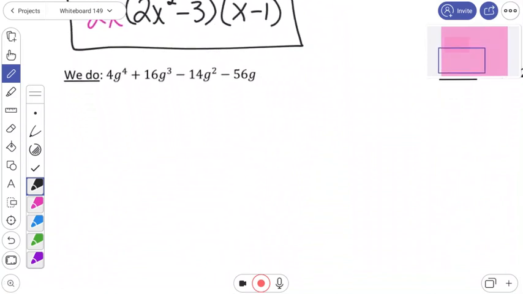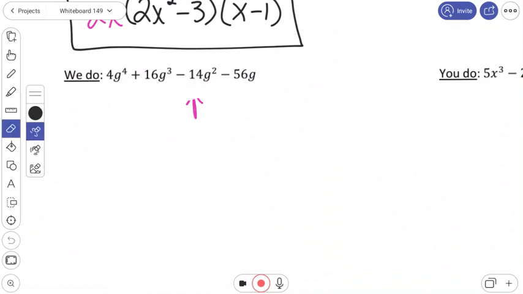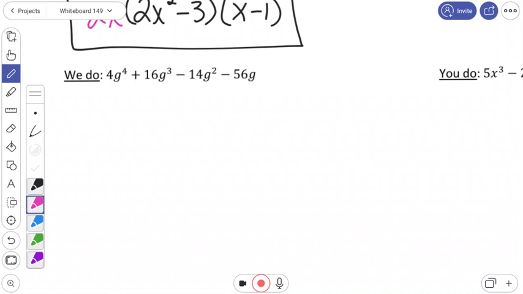4g to the fourth plus 16g cubed minus 14g squared minus 56g. Holy goodness. What are all of those values divisible by? Well, I look and I notice the 4 in the front. I'm going to look at all of my other coefficients, 4, 16, 14, and 56. Are they all divisible by 4? Well, I know 14 isn't, but I do know they're all even. So what can I divide all of those by? I can divide them all by a 2. And of course, every single one of those terms also has a g to the first power that we can divide out. So what does that leave us with?